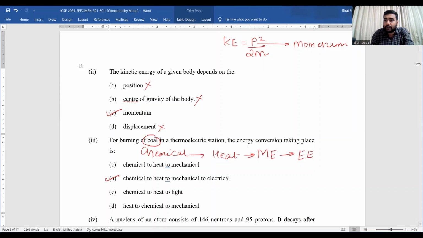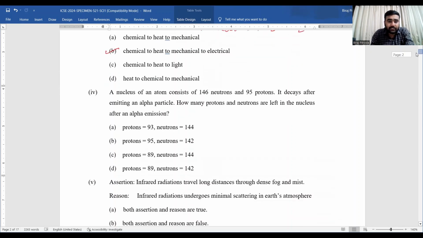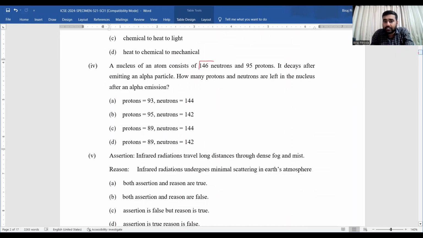Fine. Let us take question number 4. Question number 4 is: a nucleus of an atom consists of 146 neutrons and 95 protons. It decays after emitting an alpha particle. How many protons and neutrons are left in the nucleus after an alpha emission? Students, understand this thing very well. When an alpha particle is emitted, the neutron number reduces by 2 and the proton number reduces by 2. Reduces by 2 in the sense its value will decrease by 2.